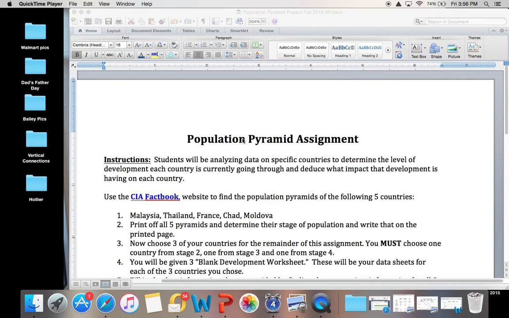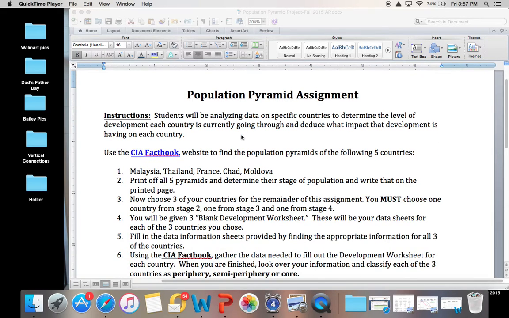Okay, so for those of you that were not here for the population pyramid assignment, I have attached it. There are several of you that weren't here today to pick up the assignment, and several of you that picked up the assignment but don't have the instructions. So for those of you that had the instructions and need a little review, here's what it is, okay? And I'll try to make this short and sweet.